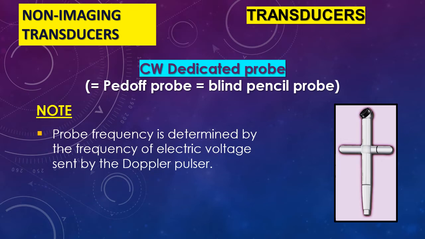The probe frequency here is determined by what? Like I mentioned, there is a PZT located here that is continuously transmitting. At which frequency it is transmitting the waves is determined by the electricity delivered from the transmitter or the pulser of the ultrasound system to the CW crystal here. So this ultrasound frequency is determined by the electric frequency.